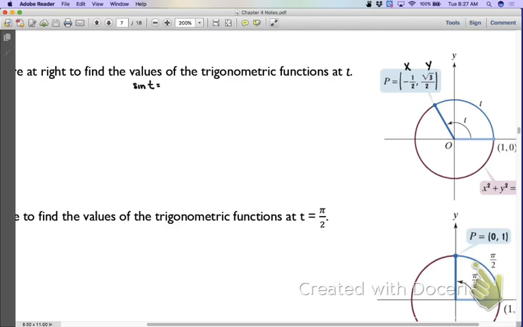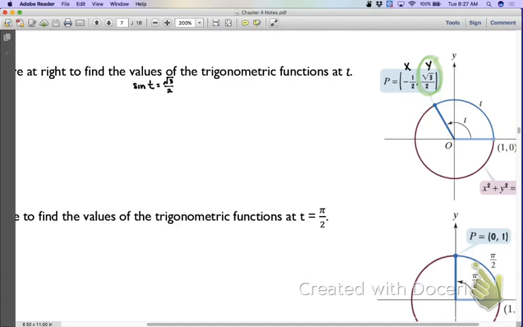is equal to, what is it always equal to? Sine is always equal to my, what did we write down from the previous page in the yellow box? What is sine always equal to? Y. Okay. So what is my y value? Square root of 3 over 2. Okay. I'm only going to use those values. So sine is just going to be the square root of 3 over 2.